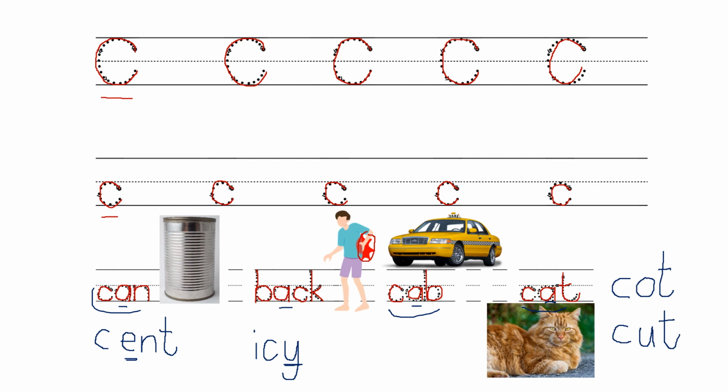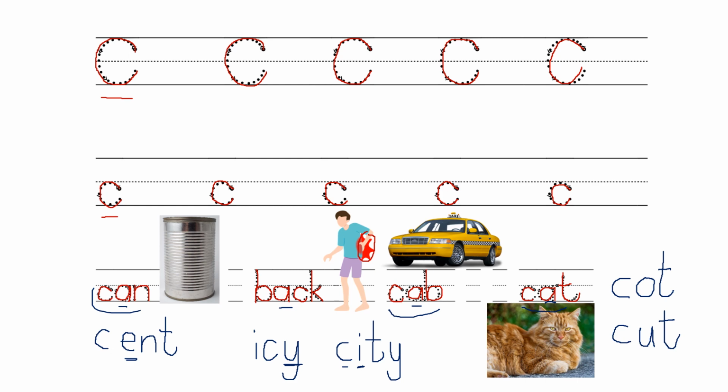But if there's an E after it, it's a S sound. If there's a Y after it, it's a S sound like an icy. And if there's an I after it, so for example, city, C-I-T-Y, this will make a S sound because of the I.